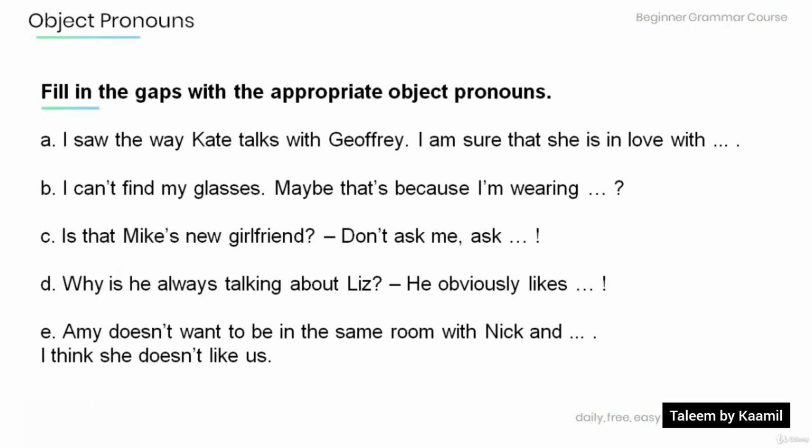Now, time for you to practice on your own. Read the following sentences and fill in the gaps with the appropriate object pronouns. A. I saw the way Kate talks to Jeffrey. I am sure that she is in love with. B. I can't find my glasses. Maybe that's because I'm wearing.